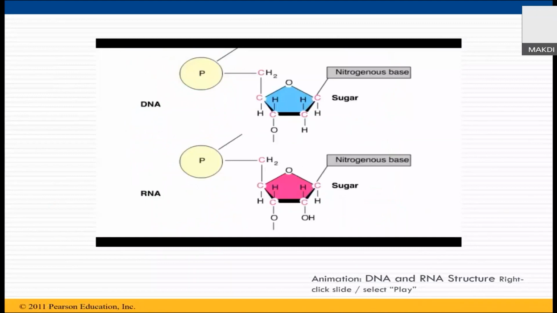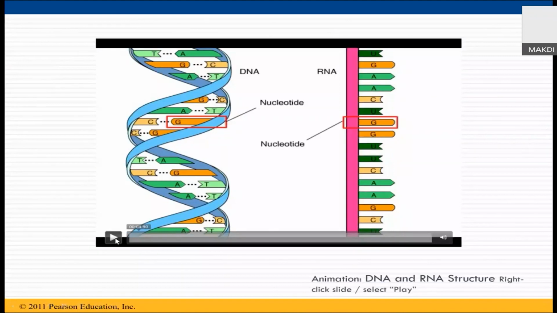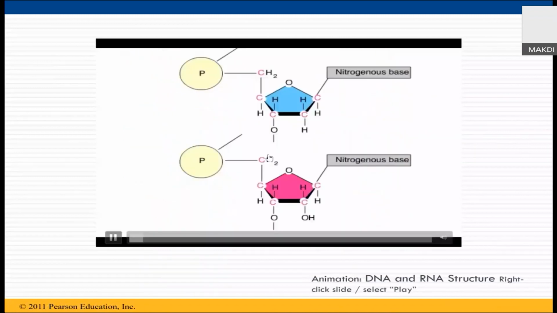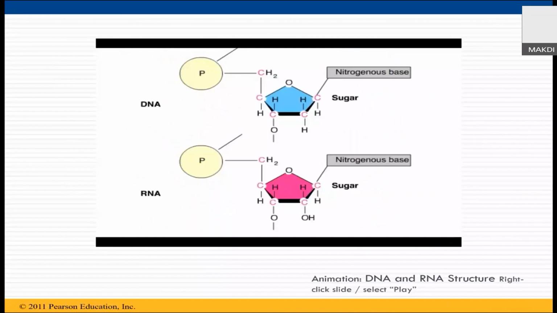This is a difference between DNA and RNA. DNA and RNA are nucleic acids, polymers made of. One difference between DNA and RNA is the type of sugar their nucleotides contain. DNA contains the sugar deoxyribose, while RNA contains the sugar ribose. Ribose has one more oxygen atom than deoxy.